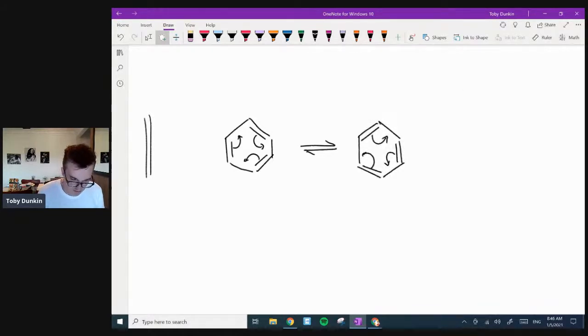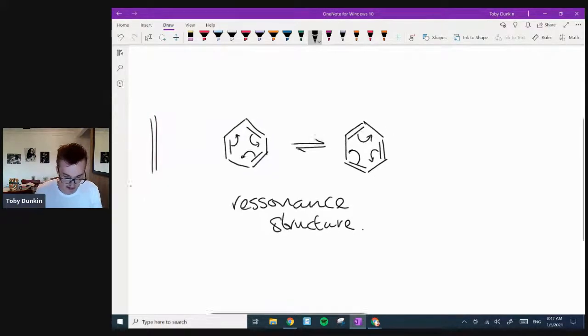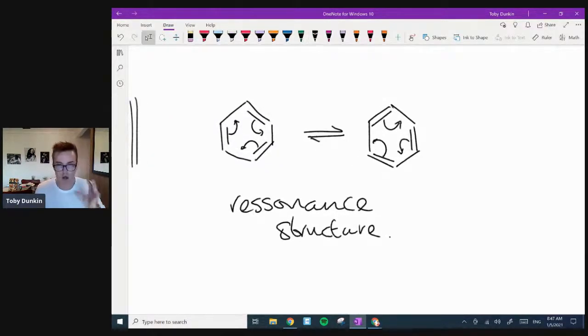So this is called a resonance structure. And it's basically, the word resonance means to flip between the 2. So these 2 structures are actually, what you can imagine is, and I know this seems odd.